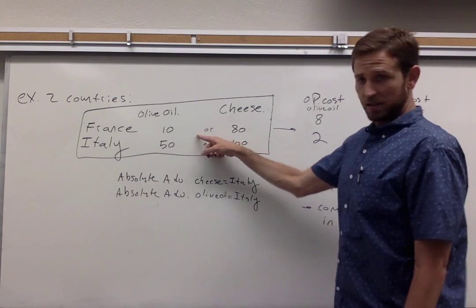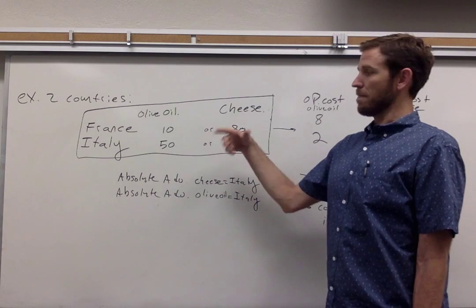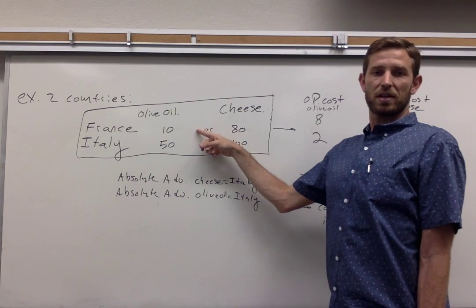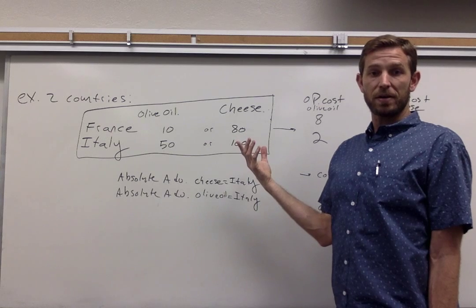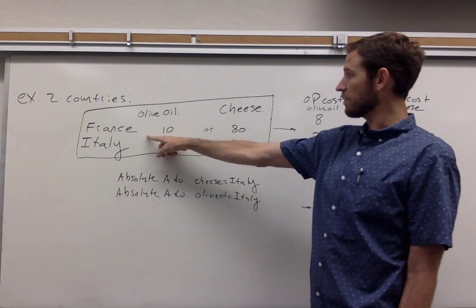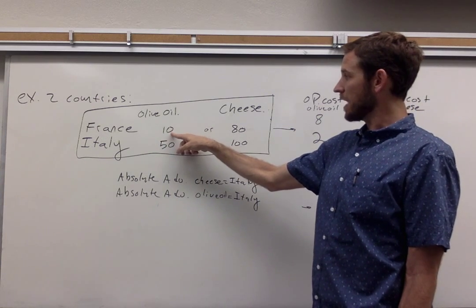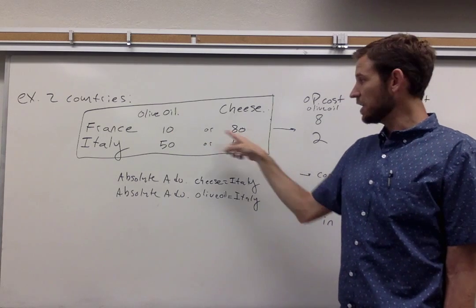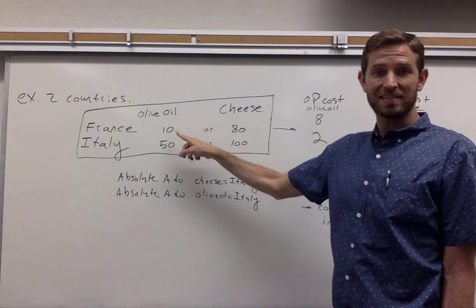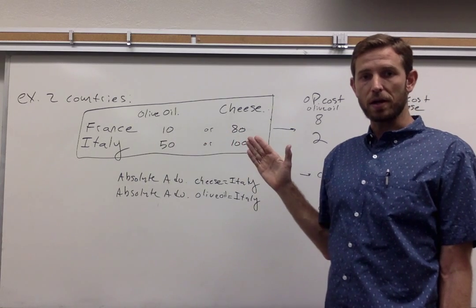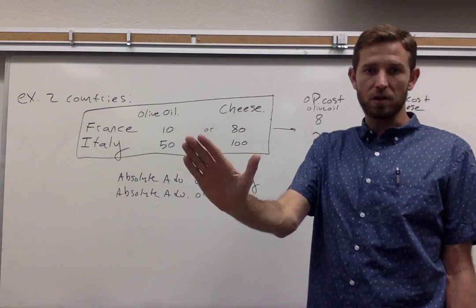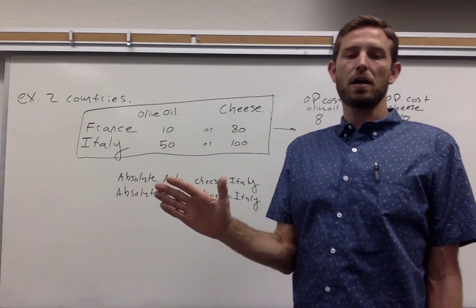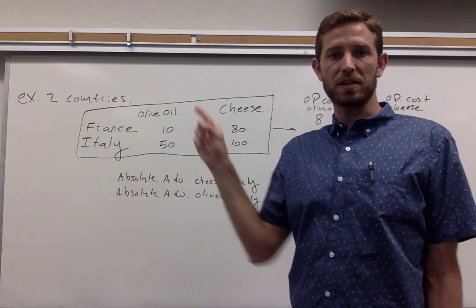The numbers in the box that you see here represent the maximum of each of these goods that the country can produce over a given period of time. So we're saying here that France can produce either 10 units of olive oil or alternatively 80 units of cheese. Each of those represent maximums. So that's 10 units of olive oil if they're going full speed ahead, producing olive oil, 100% of their productive resources being devoted to that good.